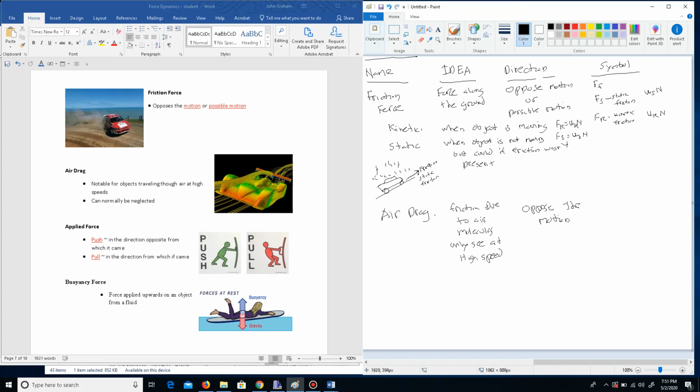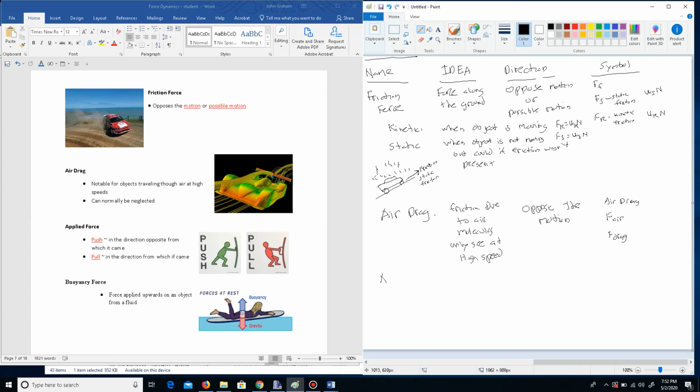And usually the symbol will either call it air drag, or maybe F air, F drag, something like that. We don't use it as often, so there's not really that specific symbol that we use a whole lot.